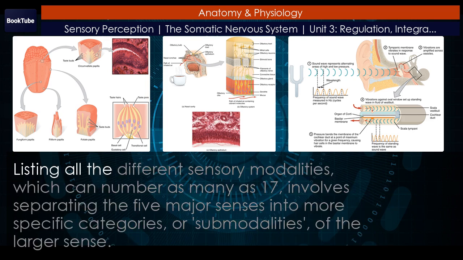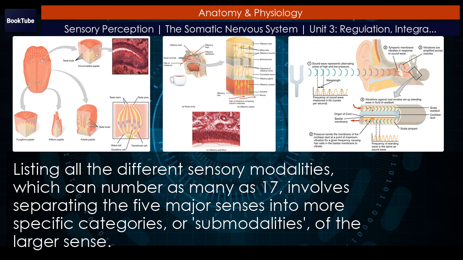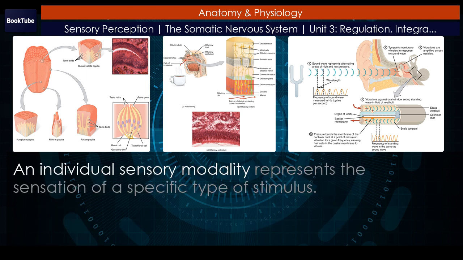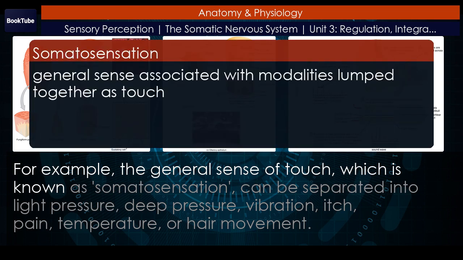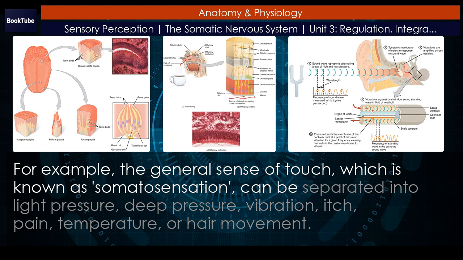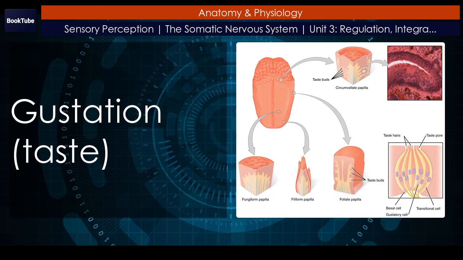Listing all the different sensory modalities, which can number as many as 17, involves separating the 5 major senses into more specific categories, or submodalities, of the larger sense. An individual sensory modality represents the sensation of a specific type of stimulus. For example, the general sense of touch, which is known as somatosensation, can be separated into light pressure, deep pressure, vibration, itch, pain, temperature, or hair movement.